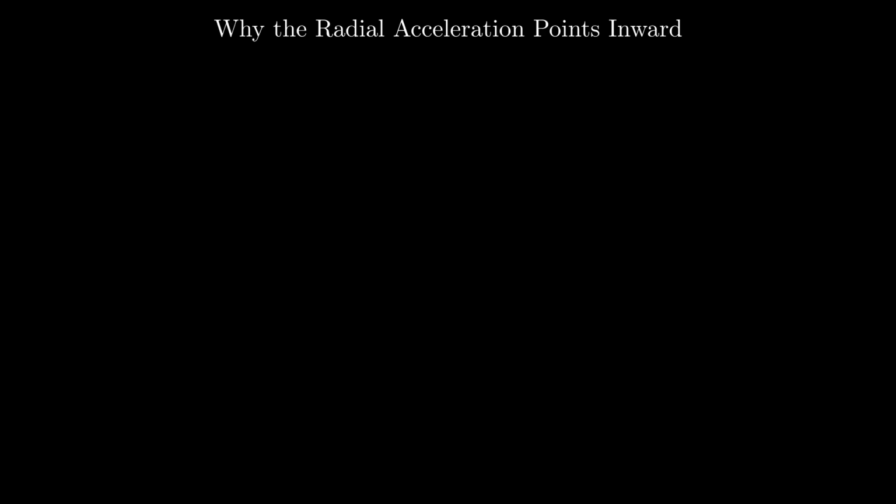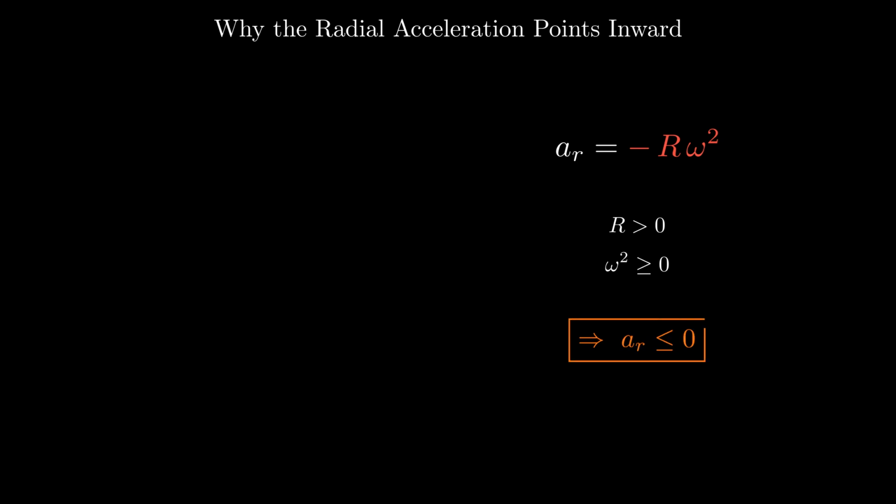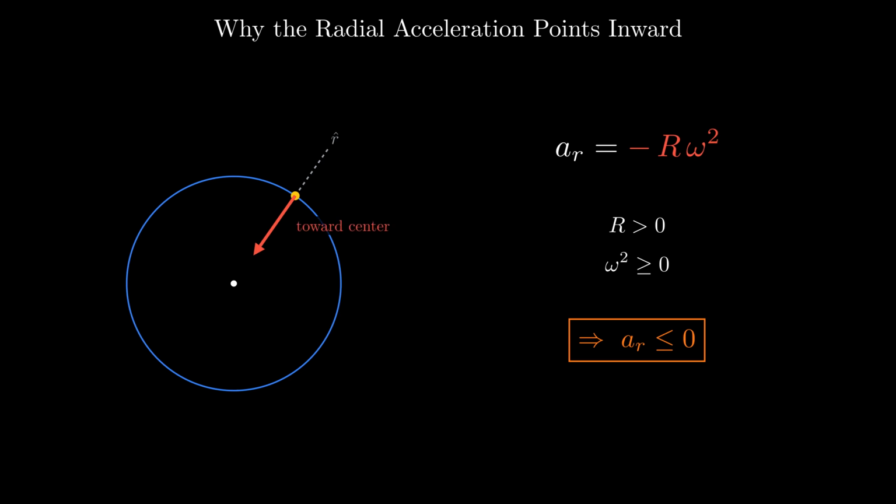Look closely at the radial component. It equals minus r times omega squared. Radius r is positive and omega squared is a square, so it is never negative. The minus sign in front therefore makes a sub r negative no matter which way the particle circulates. A negative radial component means the acceleration points opposite to r-hat, and r-hat points outward. So the radial acceleration always points inward toward the center of the circle. That inward pull is the centripetal acceleration, and it is present whenever the object moves along a curve.